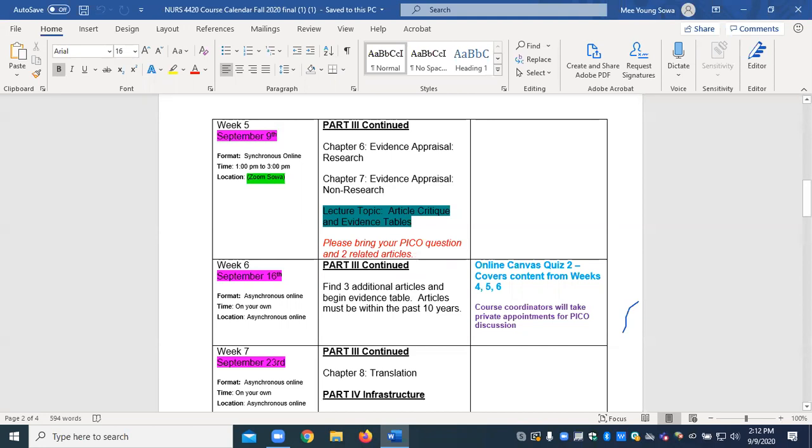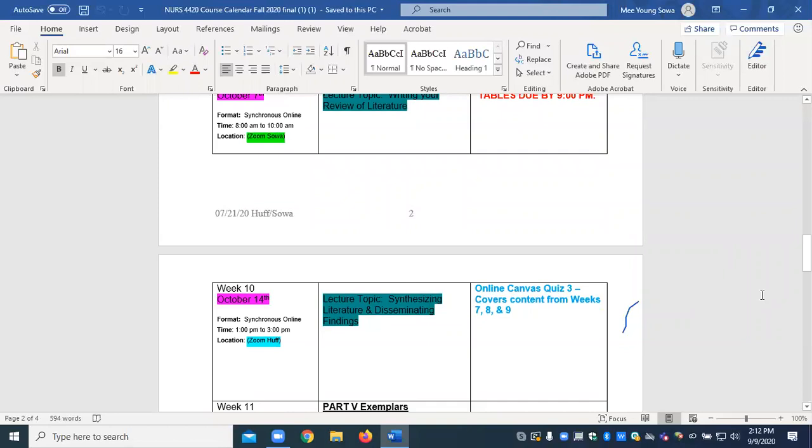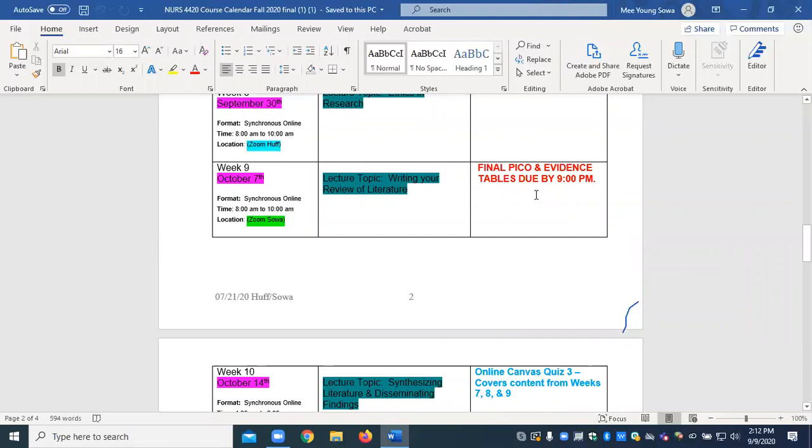Let's see this here. I'm going to talk about writing the literature review. October 7, it said final PICO and evidence tables are due. Today, you don't have to fill out the evidence table. You just have a PICO, and if you have two articles, you can email them to your course coordinator. If you don't have them, it's still okay. We are not going to penalize you. But still, you have to start doing that, okay? Is everything clear? I don't need the evidence table. The evidence table will take time for you to fill out because you have to read thoroughly and you have to fill it out.